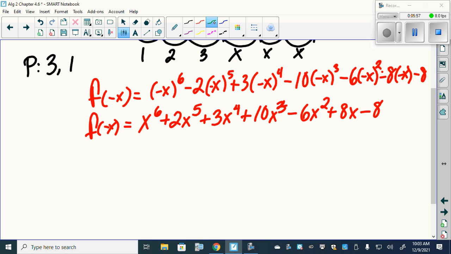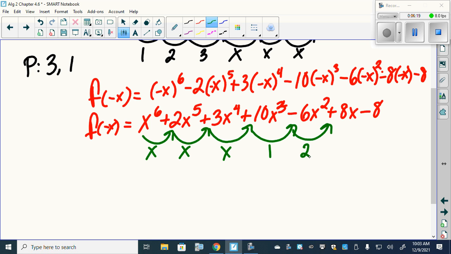Let's count the sign changes. From x to the 6th to x to the 5th, no, positive to positive. X to the 5th to x to the 4th, no, because positive to positive. X to the 4th to x cubed. X cubed to x squared. Well, there's 1. X squared to 8x, yes, because it's going from negative to positive. And 8x to negative 8. So we have a total of 3.